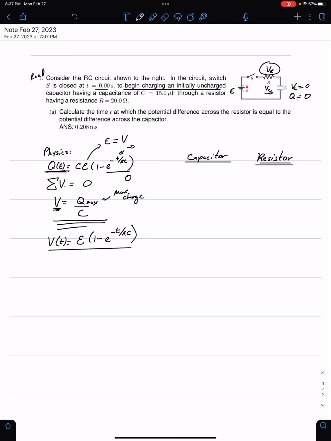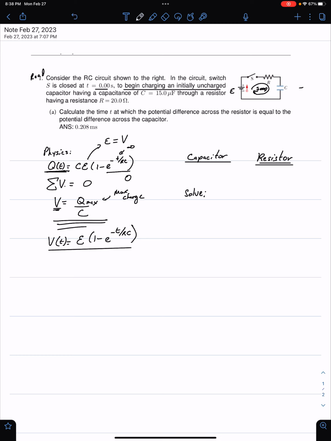So, doing Kirchhoff's, I'm going to erase some of these components, and I'm going to go in a clockwise rotation, and I'm going to name this as my loop. Okay, so doing Kirchhoff's, now let's start solving for the problem.